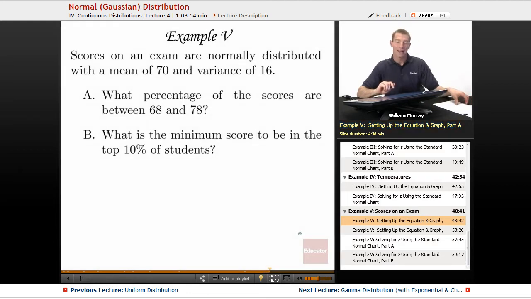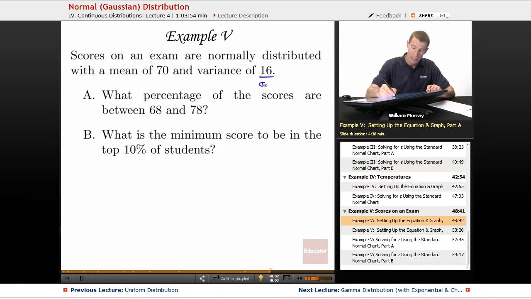In example 5 here, we have, once again, scores on an exam, which are normally distributed. The mean is 70 and the variance is 16. First thing to notice here is that you have to be careful. It says the variance is 16, not the standard deviation. So that means our sigma is actually the square root of the variance, which will be 4 here. That mean will be 70. We want to figure out what percentage of the scores are between 68 and 78.